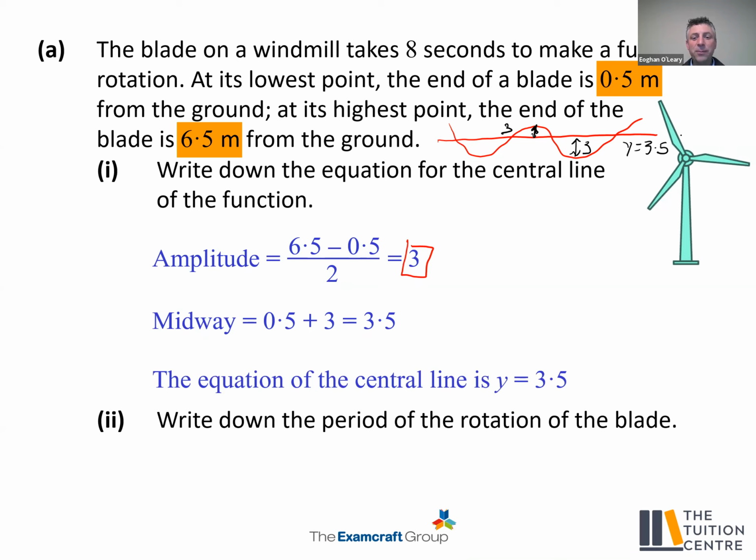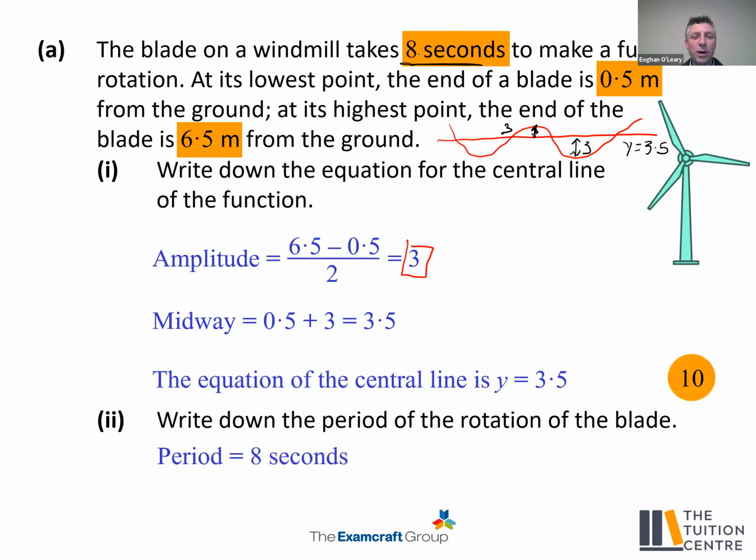Write down the period of the rotation of the blade. Well, this is actually quite an easy question because it gives us the answer. It says that it takes 8 seconds for a full rotation, and that's what the period is. How long does it take to get back to the same place in the cycle? So it takes 8 seconds to make a full rotation, so the period is 8 seconds. Simple as that. Okay, that's 10 marks.